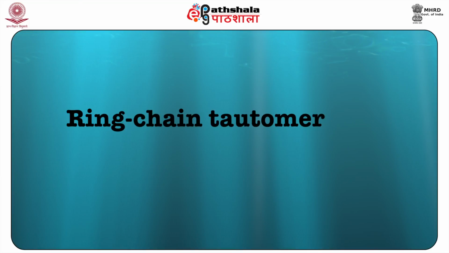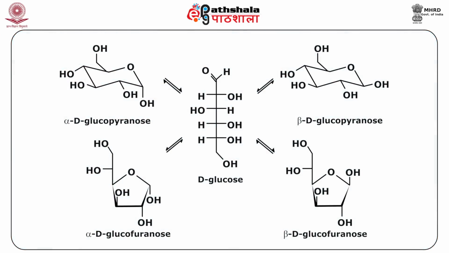We also have ring chain tautomerism. In ring chain tautomerism, a structural change occurs between an open chain form and a ring form through a hydrogen shift, and this is an important process for monosaccharides such as sugars. For example, as you can see here, glucose can exist in 5 different tautomeric forms in solution.